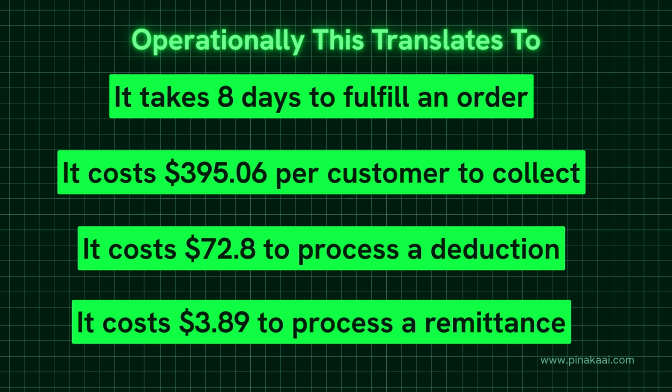Very interestingly, if 15% of the invoices turn into a dispute, adjustment or deduction, and it takes $72.8 to process a deduction, we are not even talking about the working capital or the cash flow acceleration impact which could be there. But if this is what it takes just to process it, this is a significant amount of money that could get lost in translation, especially if you are having millions of invoices. And finally, it costs around $3.89 to process a remittance. Now, if you have to process a remittance twice, this is an additional burden.